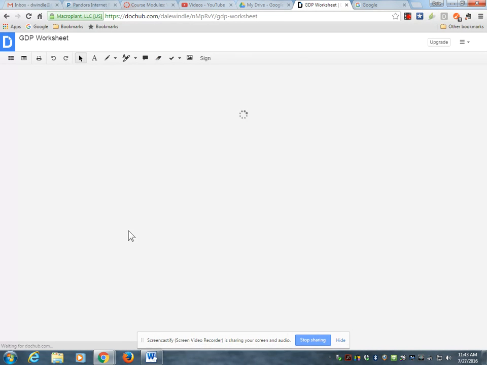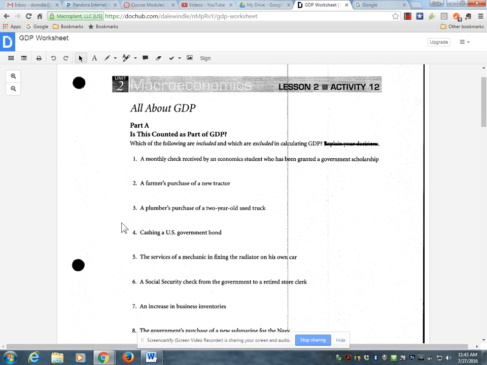Create a duplicate. All right, this first page, it's giving you some transactions, and it wants to know, are they in GDP or not? Just included or excluded. Let's do this first one here. A monthly check received by an economics student who has been granted a government scholarship.